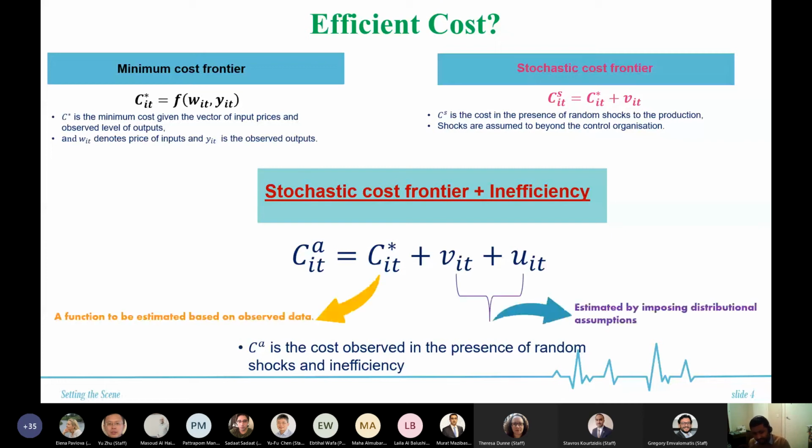How do we separate these random shocks to the system and the inefficiency? What we do in econometrics is impose some distributional assumption, purely just to differentiate between them, because otherwise we don't know how to differentiate. So we impose a distribution here. We have different types of distribution we can impose so that we can separate them. That's what we generally do in stochastic cost frontier.